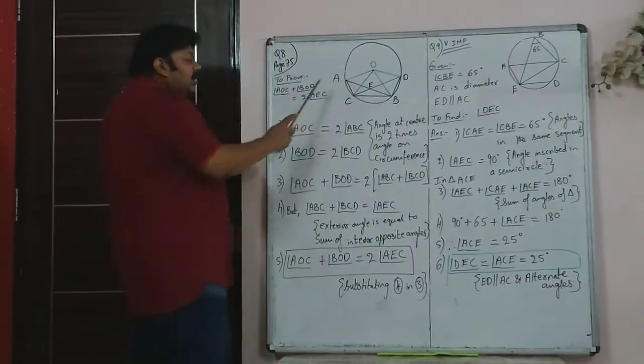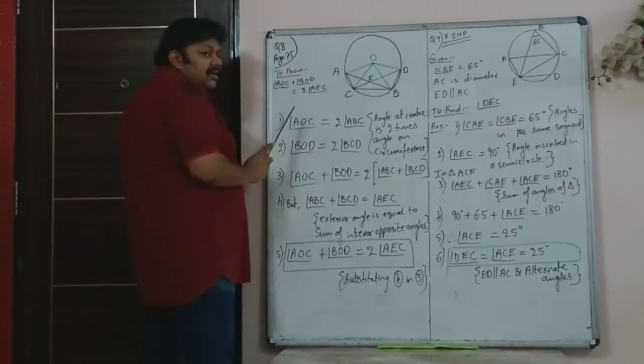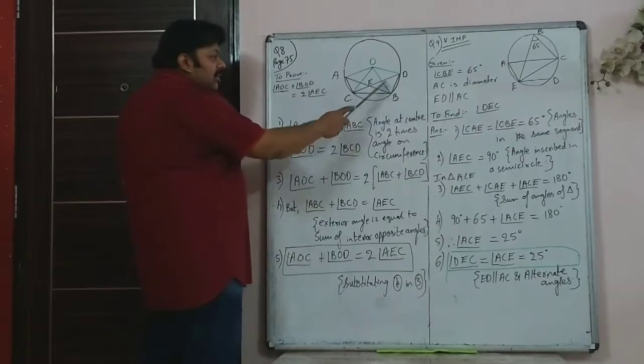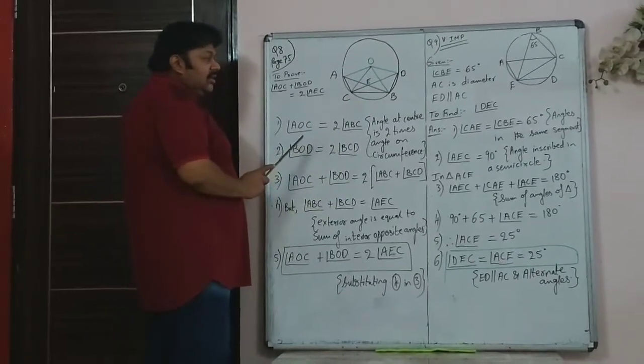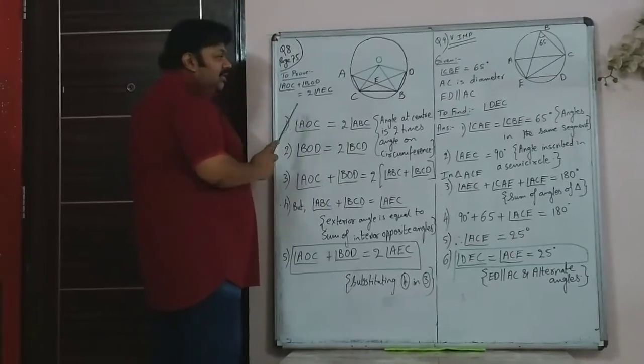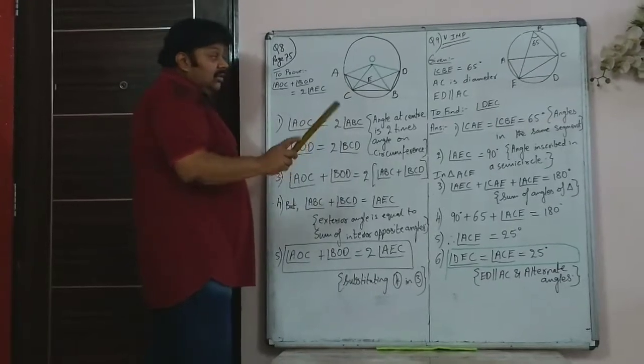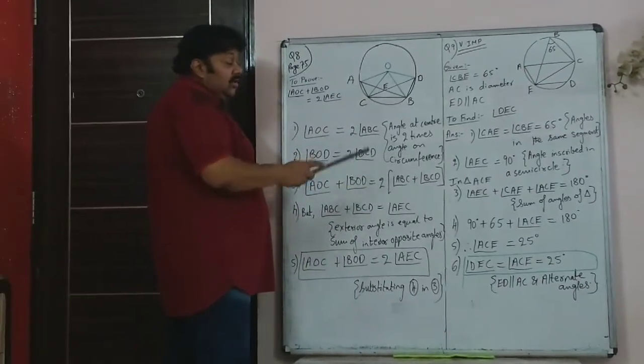You have to prove that angle AOC, the angle at the center of the circle, plus BOD, that is also an angle at the center of the circle, is equal to 2 times AEC. AEC is an angle not at the center nor on the circumference.